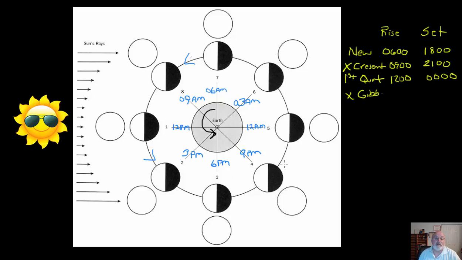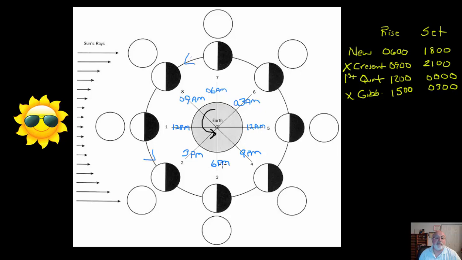Then we're going to move over to the waxing gibbous, and the waxing gibbous is right here. We're going to see it at 3 p.m. Actually, it will rise at 3 p.m., so it'll rise at 1500. And if you're noticing something here, 6 hours later, 6 hours later, and it'll actually set at 03. What am I doing? It's not 6, it's 3 hours. Because that didn't look right. And that's a 0. So 0300.